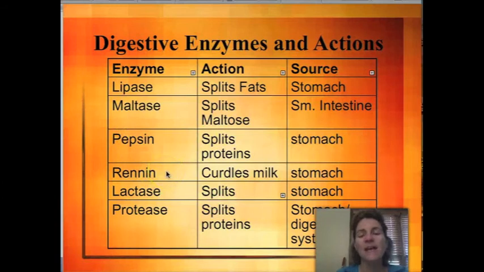Renin is a manufactured enzyme. There is a naturally occurring enzyme in the stomach that can curdle milk, but this is a more purified form. If you decide to do the cheese making lab, which is a good follow-up to these notes, you'll use the actual enzyme renin. Lactase splits the sugar lactose, which is the sugar found in milk. And then we have protease, which also splits proteins, and it is in your stomach and your digestive system. Pepsin is a specific protease which splits proteins. That is just a few of the digestive enzymes in your body, but you technically have enzymes working all over in all different areas of your body.